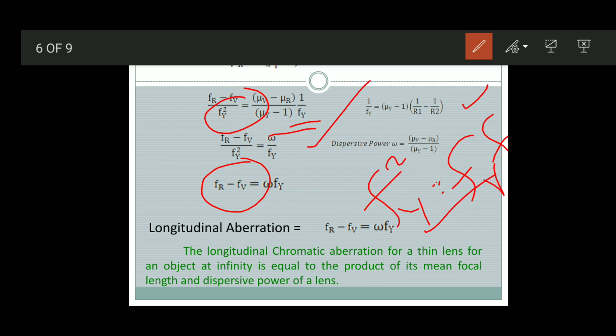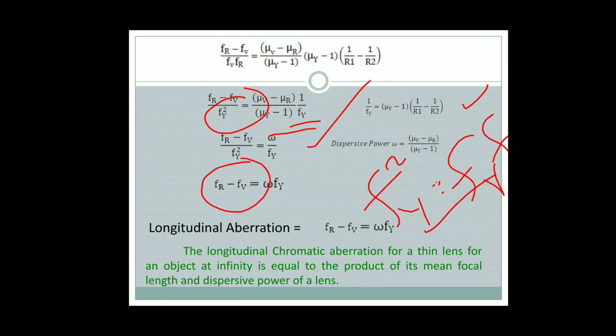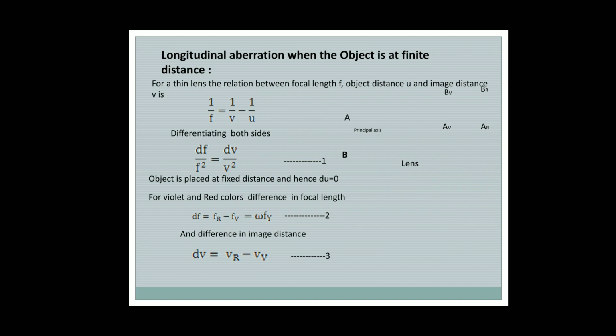So the longitudinal chromatic aberration for a thin lens for an object at infinity is equal to the product of its mean focal length and the dispersive power of the lens. This is the longitudinal chromatic aberration for a convex lens when the object is at infinity. If the object is at finite distance, how can we calculate the longitudinal chromatic aberration?